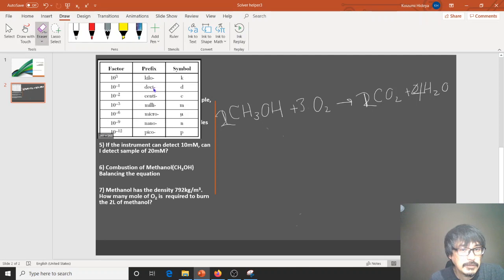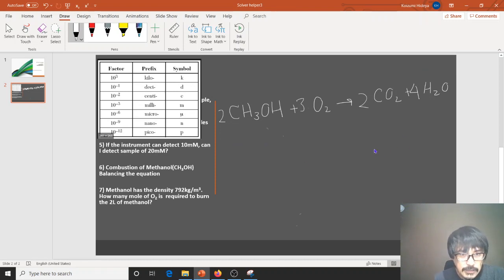So let me just clean up these things, just because I'm gonna use these things again. So 2, I have 2 here, and then I have 2 here, and then I have 4 here, right? Alright, so that's good. So now I have a balanced equation.